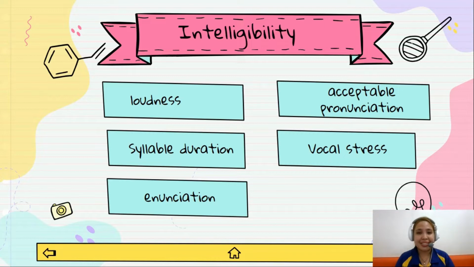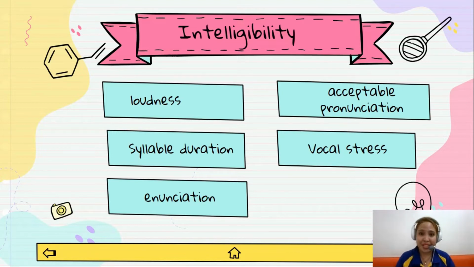First is loudness. When we talk about loudness, it refers to the voice volume. Do you know how to adjust your voice volume? Are you making sure that everyone in that space, in that area, can hear your voice? Well, that has something to do with the loudness of your voice.